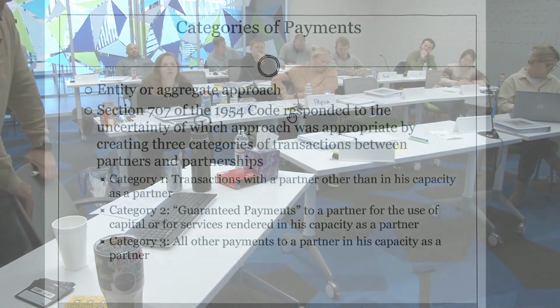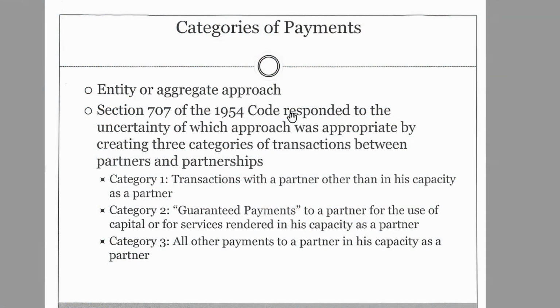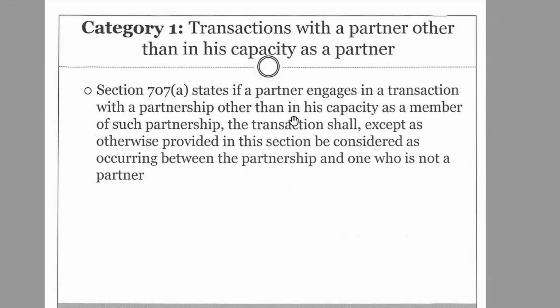Section 707, code responded to uncertainty which approach Category 1 transactions with a partner other than a partner in his capacity, guarantee payments, all other payments in his capacity as a partner, whatever the hell all that means. Okay, 707, partner, let's see, Leslie, what's this say? Category 1 transactions with a partner other than in his capacity as a partner.